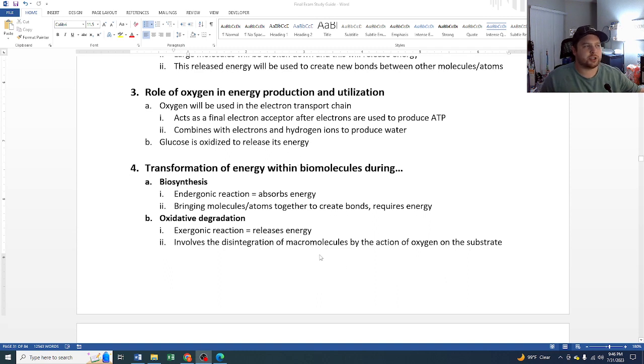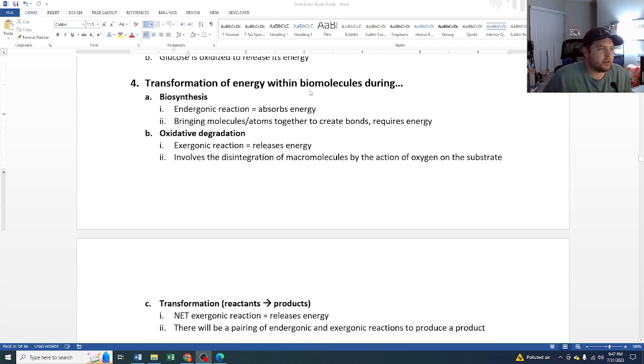The role of oxygen in energy production and utilization. Hopefully we've seen at this point why we need oxygen. We need oxygen in the Krebs cycle, and we need oxygen to be present in order for glycolysis to go from pyruvate to acetyl-CoA, otherwise it goes to lactic acid. And we also need oxygen as the final electron acceptor in the electron transport chain.